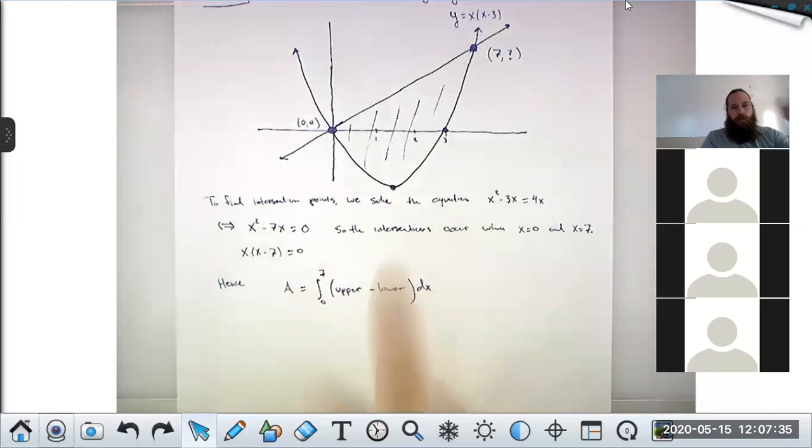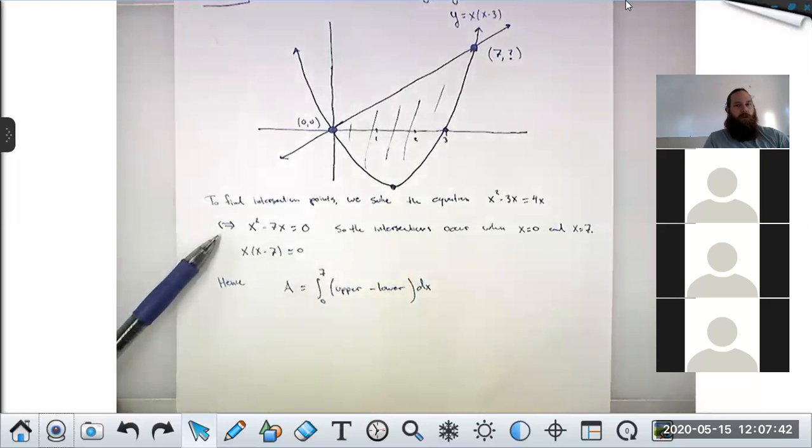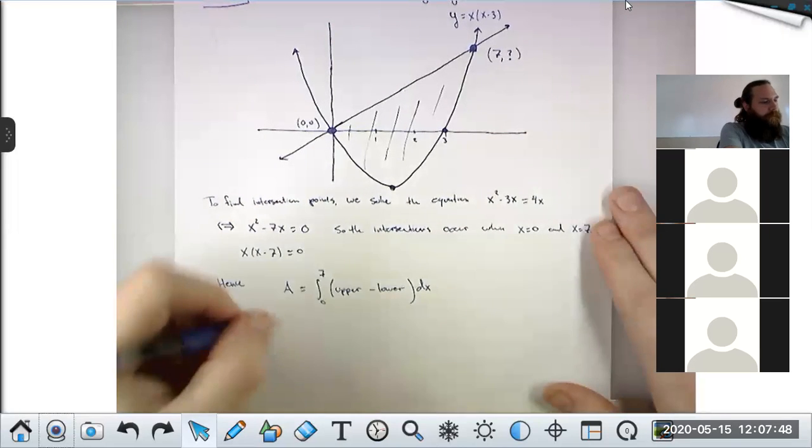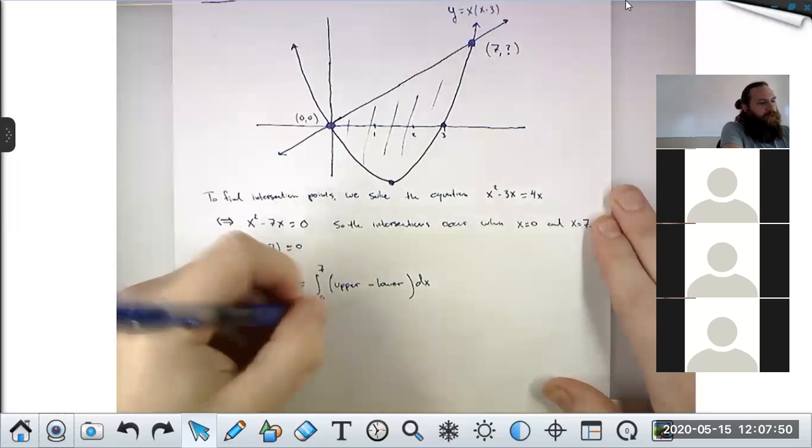So try to make your solutions mimic my solutions. Write in some words. Make sure you explain what you're doing. Use logical connectors like this if and only if symbol. Draw big pictures, all these things. Try to mimic what I do here. Just use good notation.